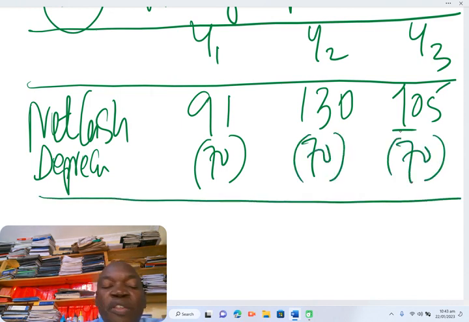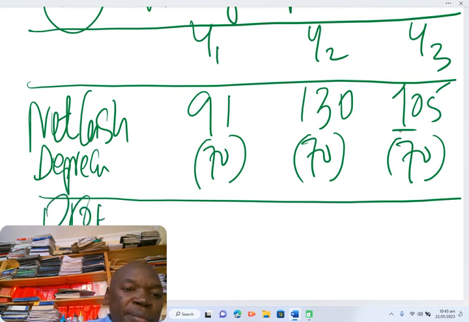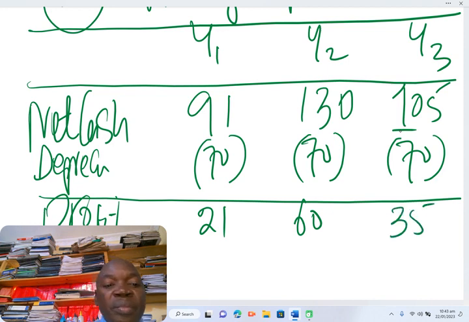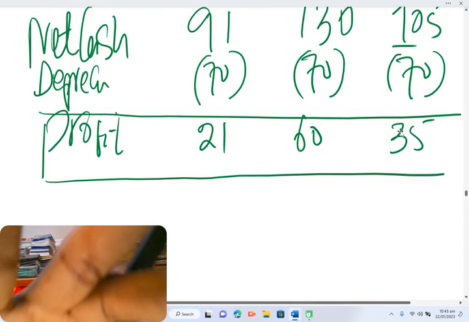So we have a profit so far. What's the profit in year 1? 91 minus 70 is 21. What's the profit in year 2? 130 minus 70 is 60. What's the profit in year 3? 105 minus 70 is 35. So this is the profit.